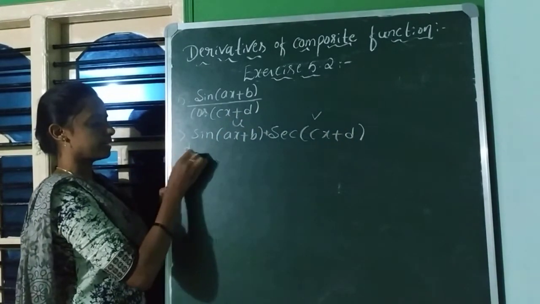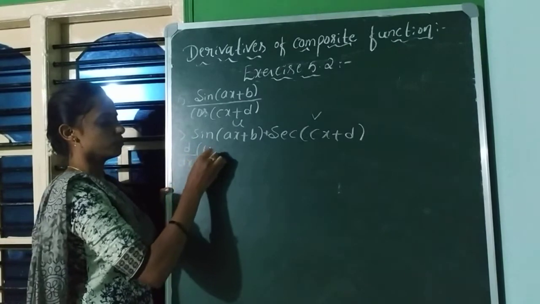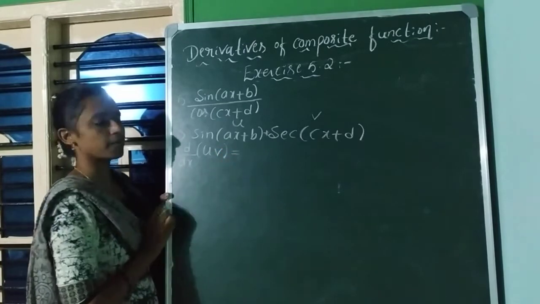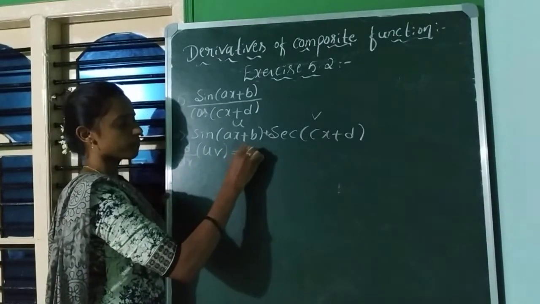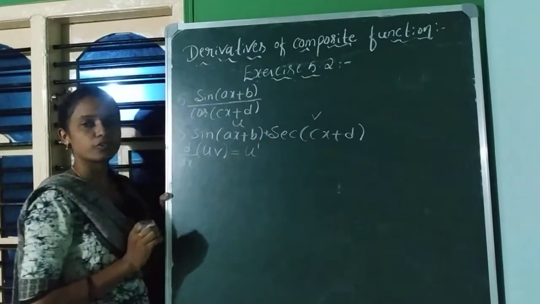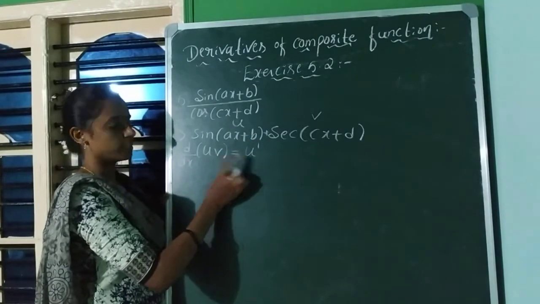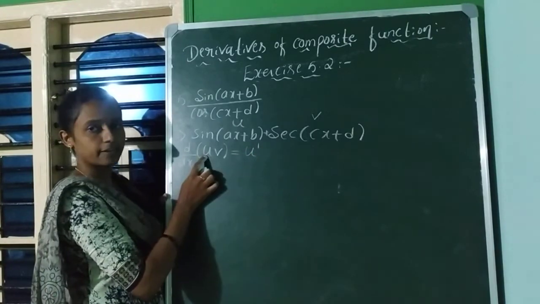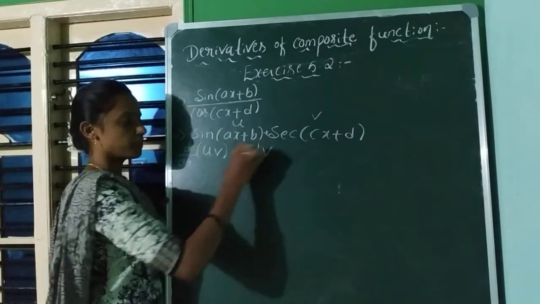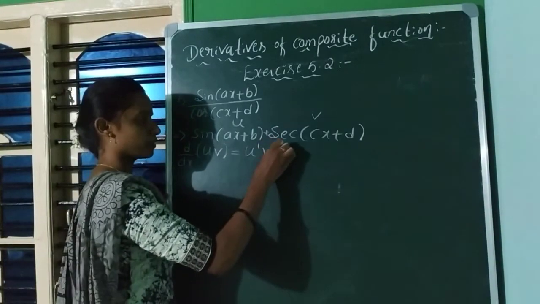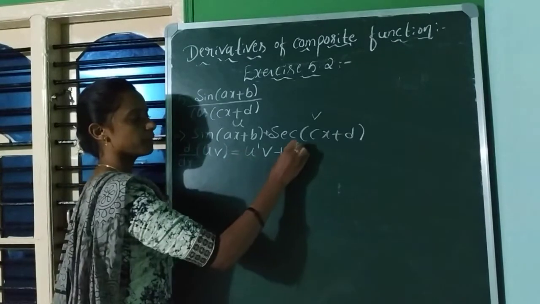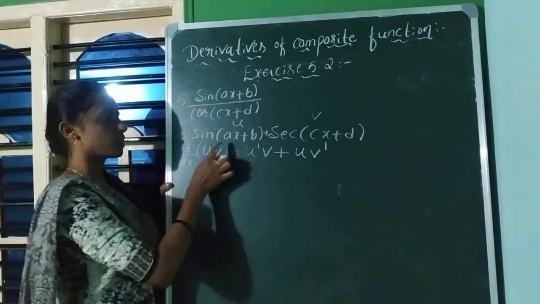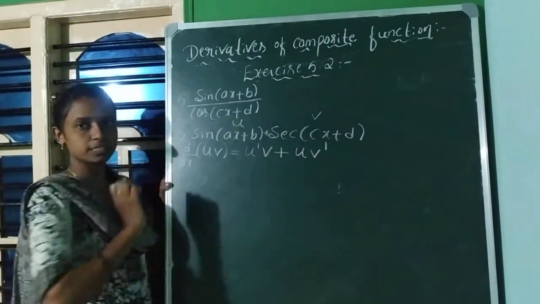As we know, d by dx of u times v, the product rule or Leibniz rule, is nothing but the derivative of u, which you can denote by d by dx or by a dash, so u dash, the derivative of the first function, and keep the second function as it is. Then use a plus, keep the first function u, and differentiate the second function. Clear? So now u is sine and v is secant.